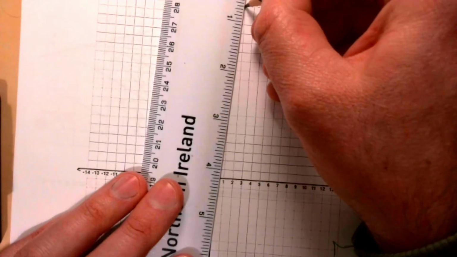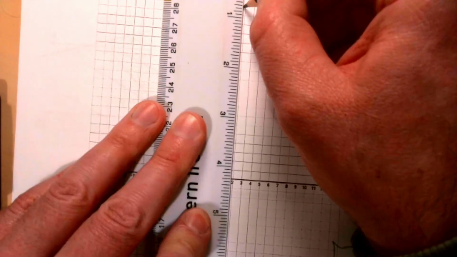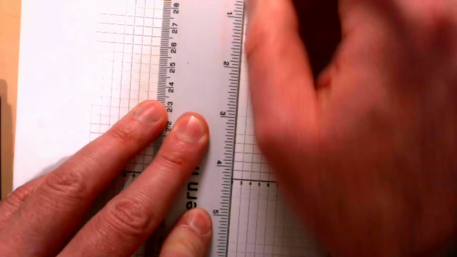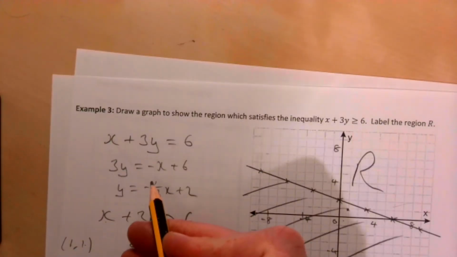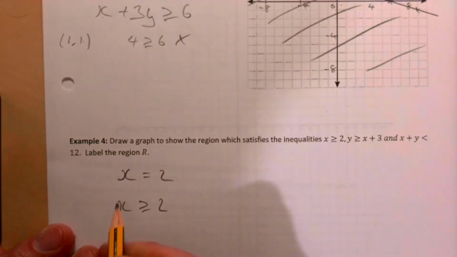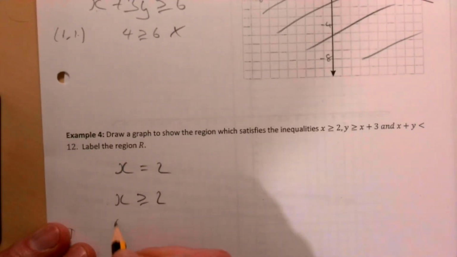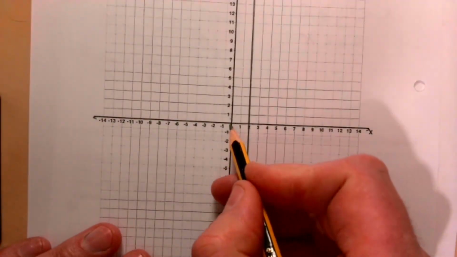Let's get a bigger ruler. So there's my 2. Again, from this method, you can do that if you want. We can go, if we want, x greater than or equal to 2. Pick a point that's not on the line. 0, 0 is not on the line. If I put 0 in here, 0 greater than or equal to 2 is not true. So it means this side is false.